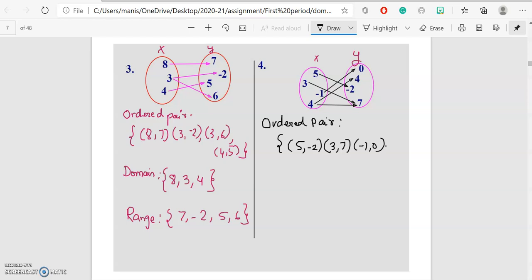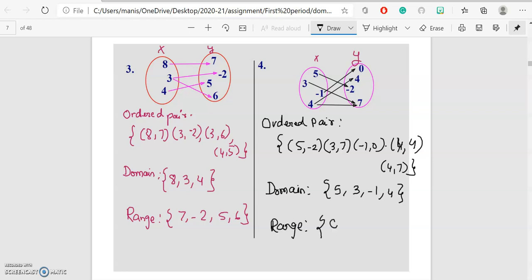But 4 is paired with two numbers over here. We call them elements. 4 is paired with what? 4 is paired with 4, and 4 is paired with 7. Domain: all the x values, very easy for us: 5, 3, -1 and 4, and range, all the y values. So 0, 4, -2 and 7, those are the y values.